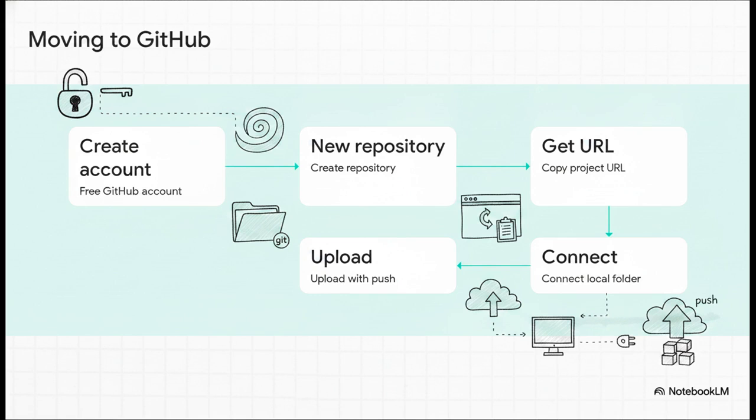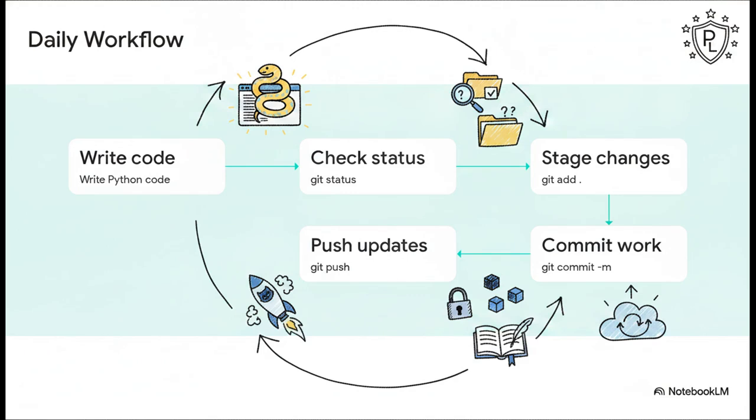You are quite literally pushing your code up into the cloud. As you continue learning Python with us here in the PyLadies Rivers community, this loop is going to become your everyday routine. It goes like this. You write your code, you check your status with git status, you stage your changes with git add dot, you commit your work with a clear message, and then you push your updates up to GitHub.